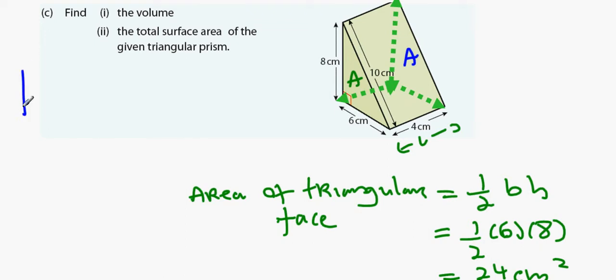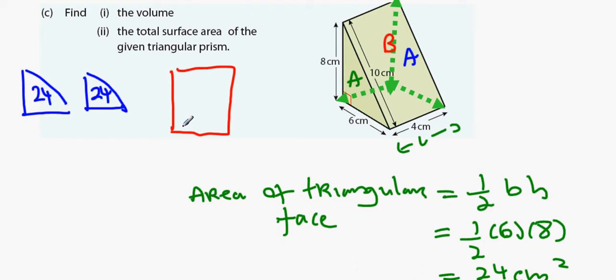So we have two triangles, each of 24 centimeters squared. Okay, so that's the two of them done. Now we're going to have face B. Face B is a big rectangle, and it's of length 4 and breadth 10. So this one's going to be 40 centimeters squared, because length by breadth is 40. Okay, so B is going to be that much.